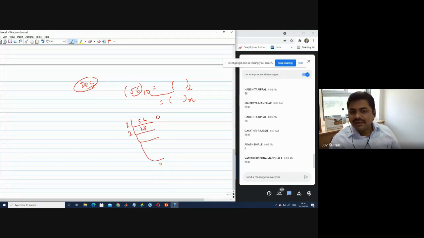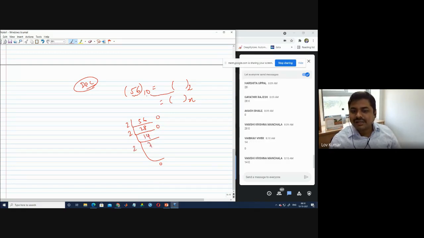So again we divide 28 by 2. What value will we get? 14, remainder 0. Again divide 14 by 2: we get 7, remainder 0. Again divide by 2: we get 3, remainder 1. Again divide by 2: we get 1, remainder 1. Okay, you can stop here.